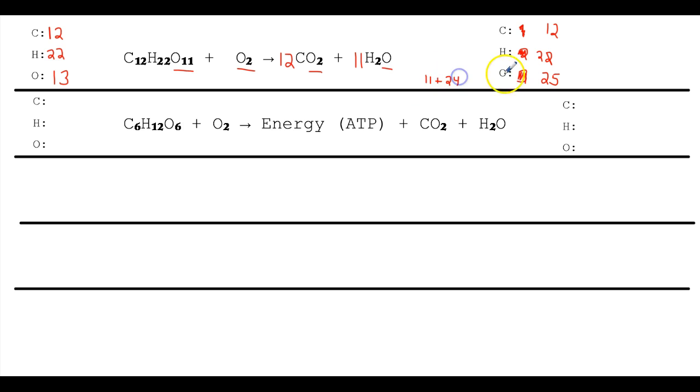And I need to add up my oxygens now. That's going to be 11 plus 24. I actually have 35 oxygens on the right. On the left, I only have 13. So to get there, I'm going to need to do a little bit of addition to get to 35.